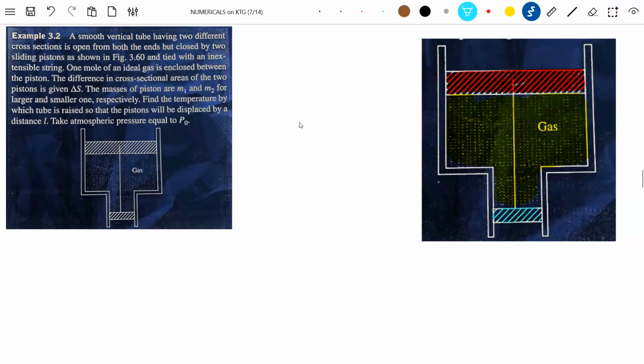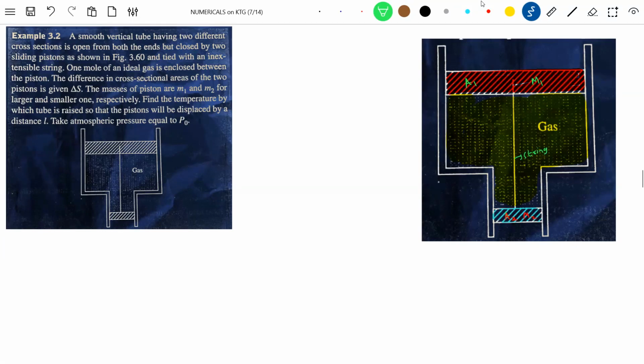What are the various forces that are acting on it? We'll try to indicate various forces that are acting on it. So what is the area of cross section of this piston? Let it be A1. And I'll bring some other contrast color. Area of cross section of this be A2. Mass of this be M2. Mass of this be M1. Okay, this is the string.